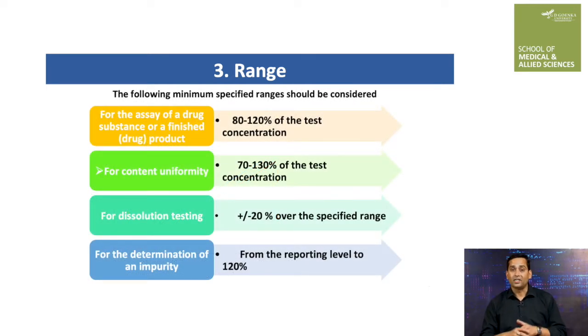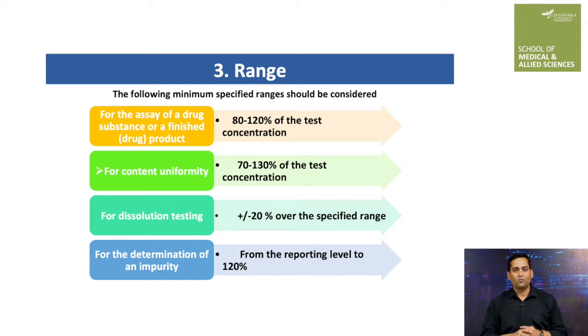As per ICH guidelines, there are different range specifications according to types of analytical methods. For the assay of a drug substance or a finished drug product, the linearity range should be 80 to 120% of the test concentration. We can understand it by this example. If the test concentration of API is 10 mg per ml, then the analytical method must show linearity from 8 mg per ml to 12 mg per ml concentration of API.